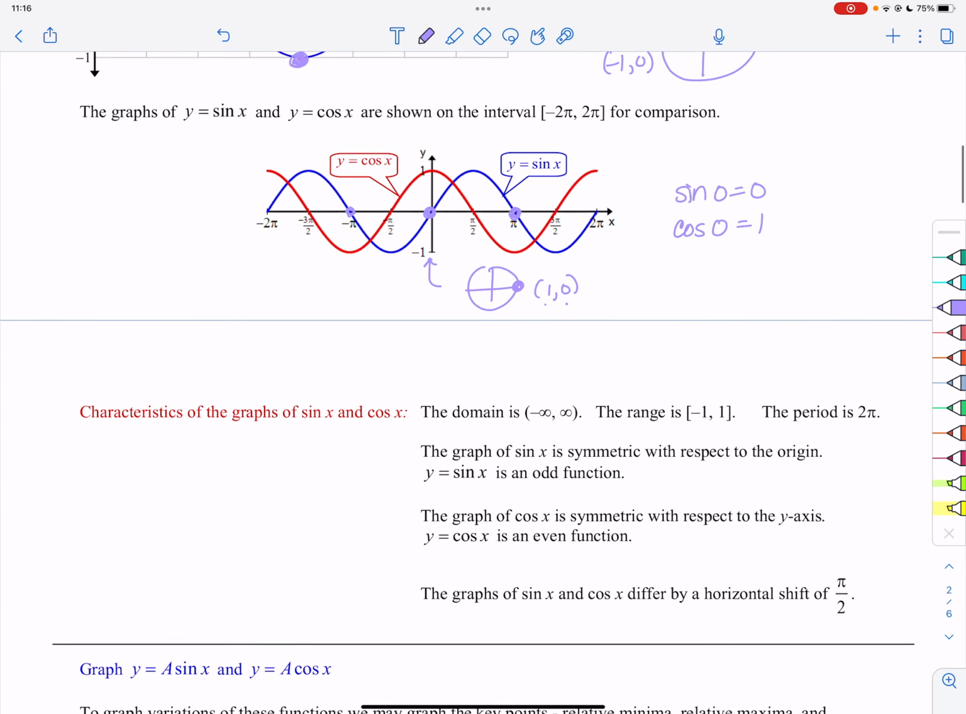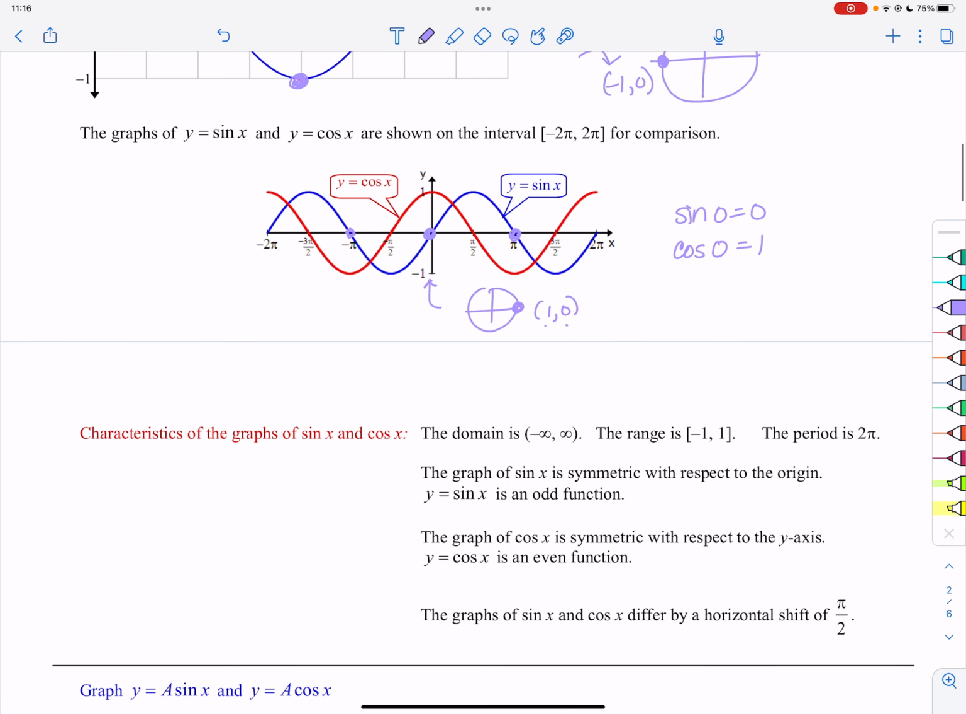Okay, let's talk about the characteristics of these graphs. The domain is all reals, and the range is negative 1 to 1. So that's really important because we have 1 and we have negative 1. And that's the range of the y values. Okay?